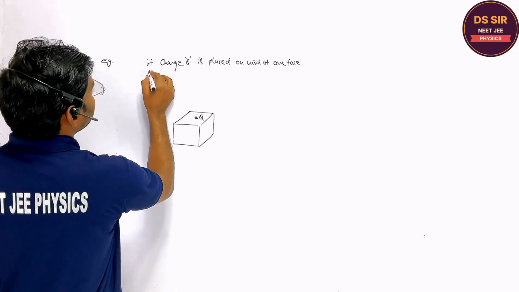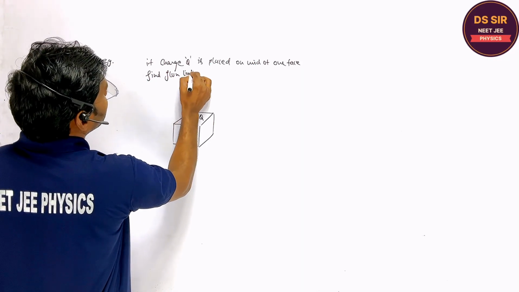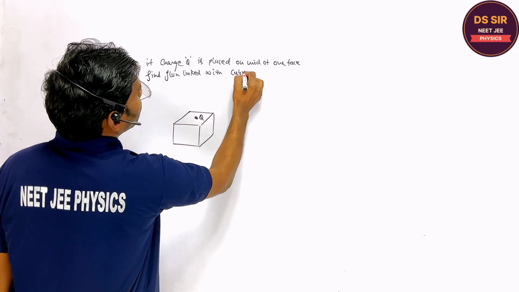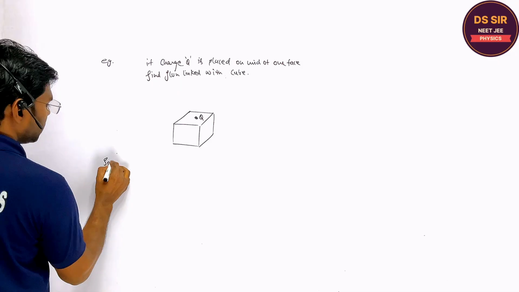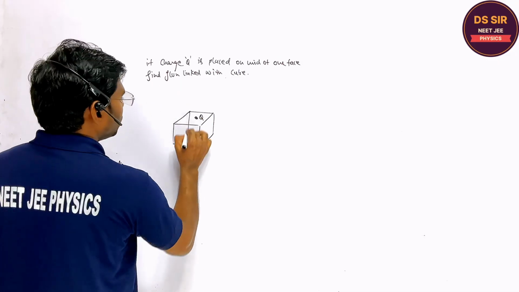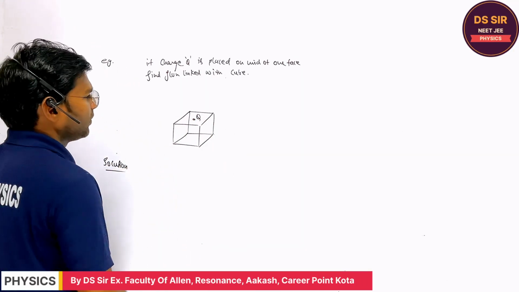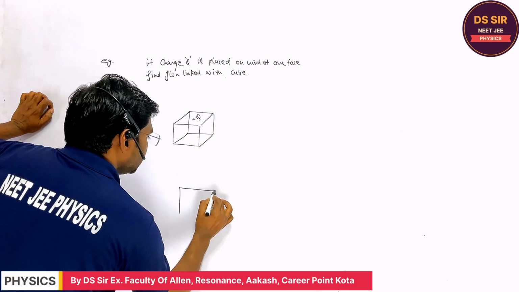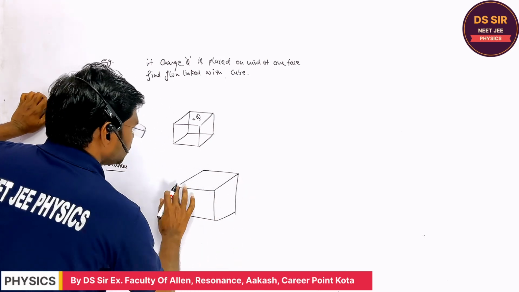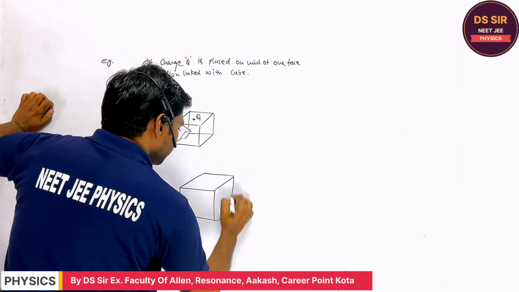So you have to find the flux linked with one cube, linked with the cube. Is it clear or not? So this is the question. You have to find the flux linked with this cube. Is it clear or not? Like this, if the charge is placed on the center of one face, so look, this is the cube, this is the cube like this. Are you getting? This is the cube.